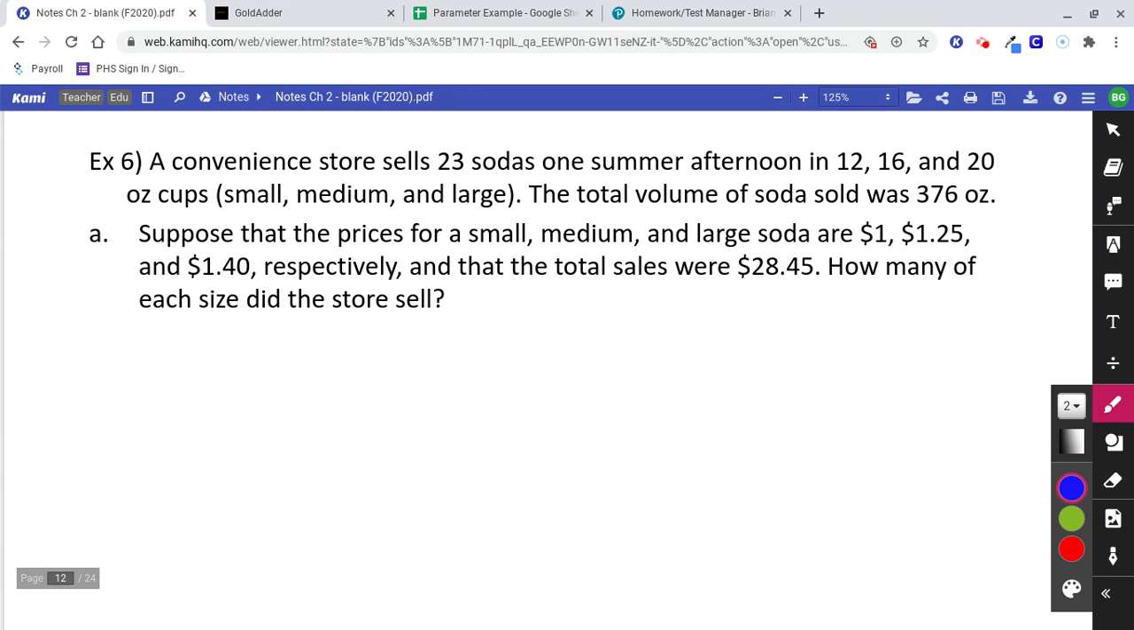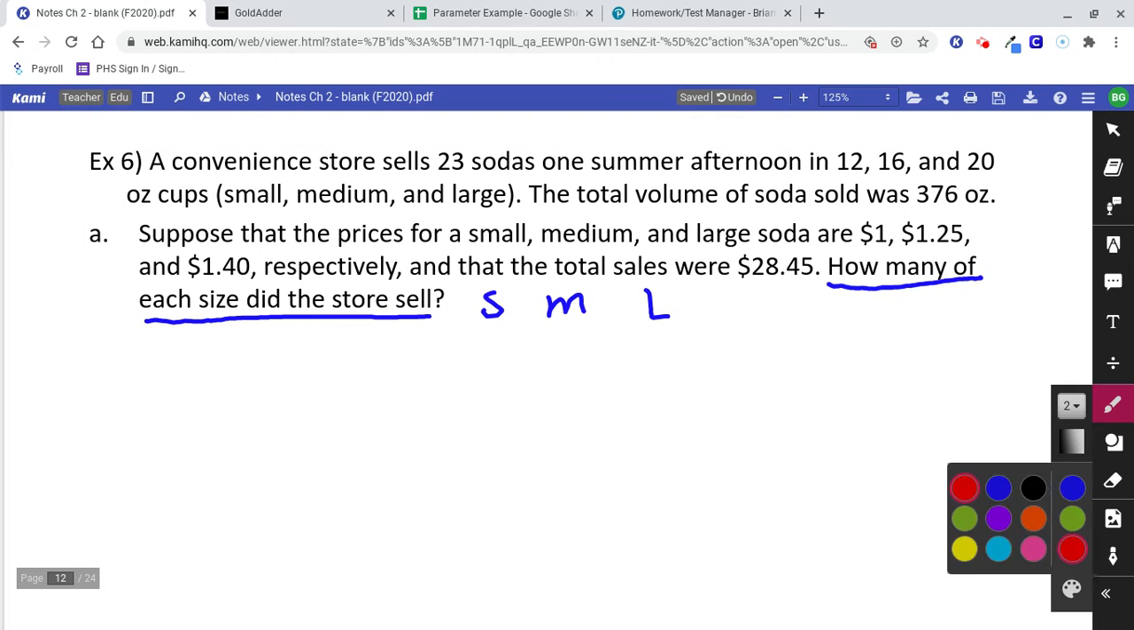Okay, so what I like to do is start at the end of a story problem. When you look at the actual question part of the problem, it makes it obvious what the variables are. How many of each size? I'm probably finding small, medium, and large. Specifically, the number of smalls, the number of mediums, and the number of larges. So once I know that, I'll go back through and read the problem again and look for more specifics.